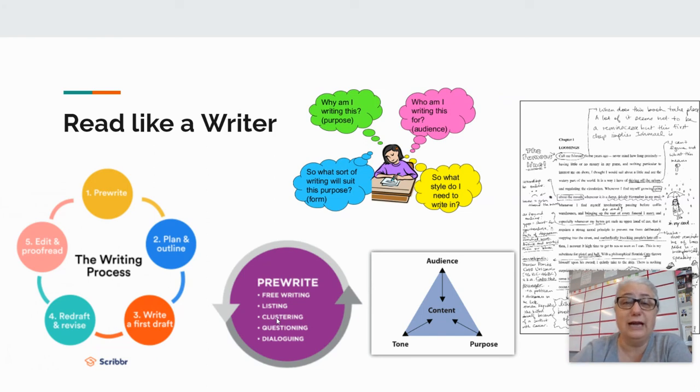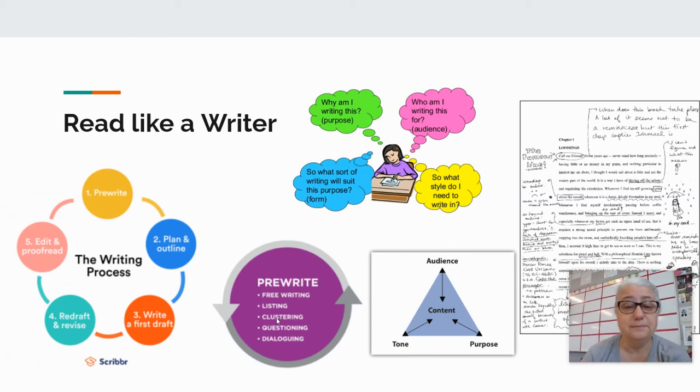You want to look at it in terms of, again, the writer's purpose. Why did the author write this? And where do you find that information in the text? Where did the author decide to put the purpose in the text? Why do you think they put it there? Audience. Who is the author writing to? Where can you find that information in the text? And why do you think the writer decided to write to that audience?